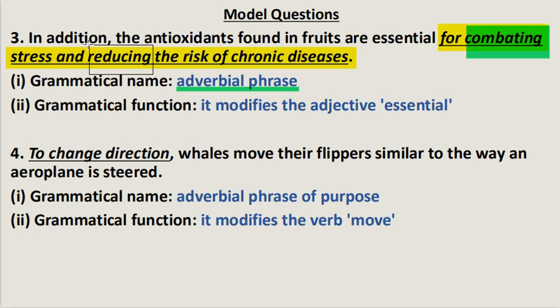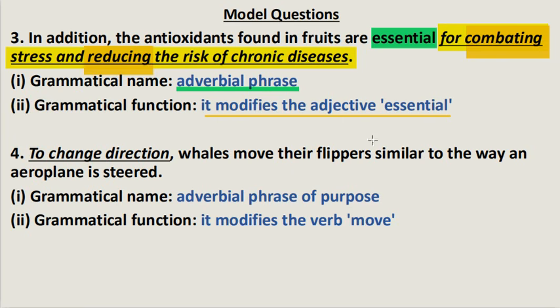It modifies the adjective essential. In this case, this one does not modify a verb. Instead, it modifies an adjective. So if you look at it very well, the antioxidants found in fruit are essential for what? Say for combating stress and reducing the risk of chronic diseases.